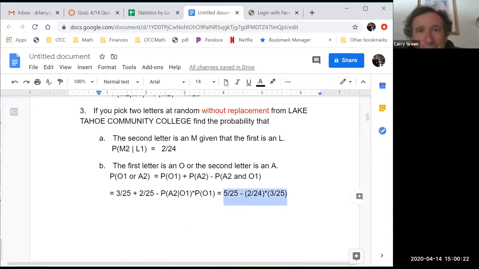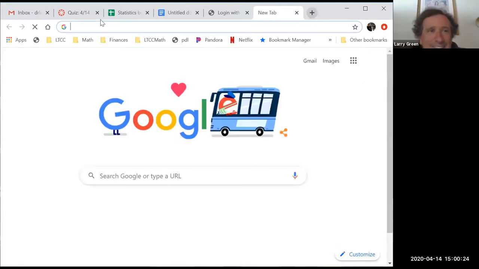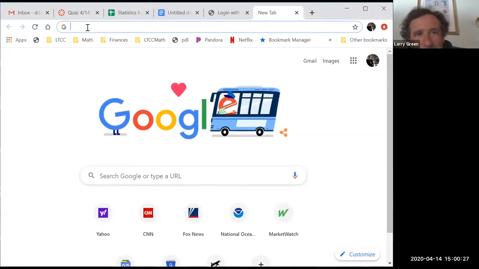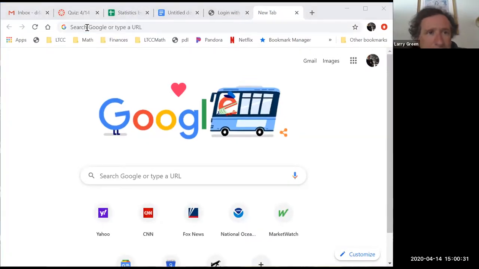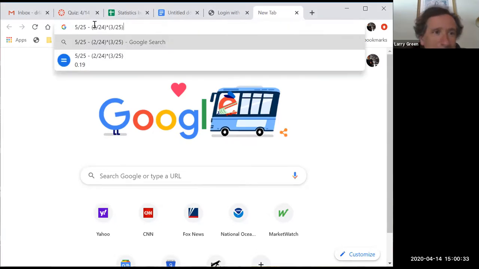Okay. In fact, if you want, maybe I will waste your time. I'll show you the fun way. If I just copy that and go to a new Google tab, I paste it. There it is. 0.19. So that's how I like to use a calculator. I just throw it in the Google tab. And it's 0.19. So let me go back.